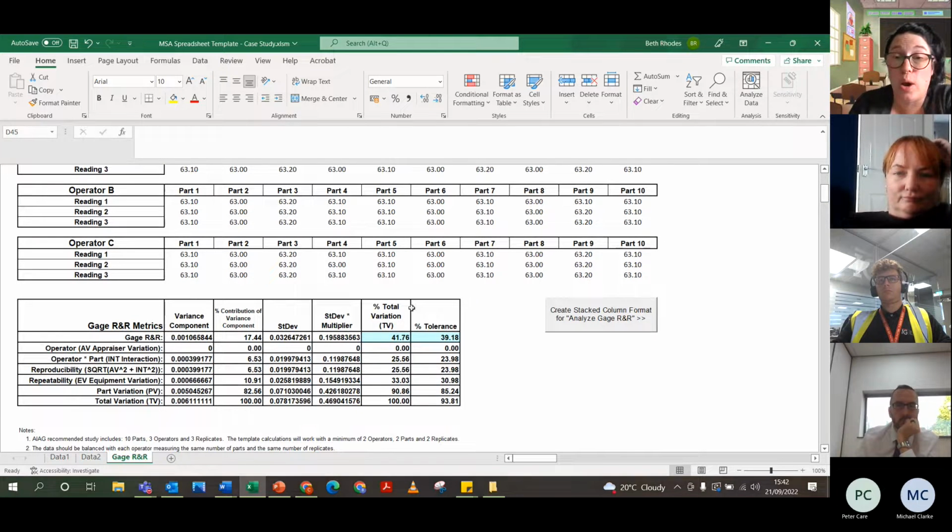But basically what you are looking for is this overall figure here. What is the tolerance of your reproducibility and your repeatability? Okay, and really you want that to be lower than 10%. If it's lower than 10%, then your measurement system's fantastic.